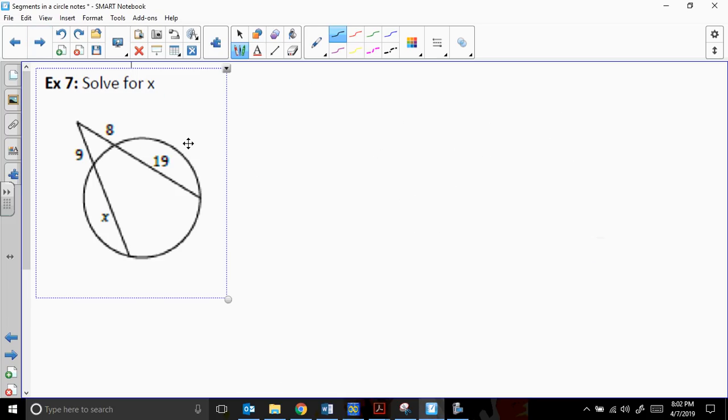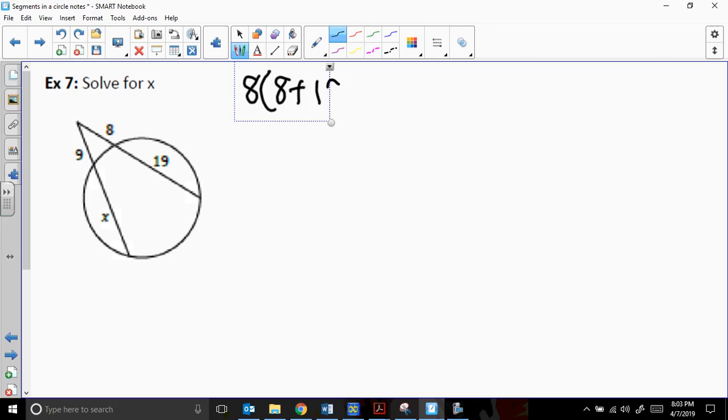Alright, let's look at example 7. These are examples of intersecting secants. So in here we want to solve for x. So remember that's the outside, which is 8, times the outside plus the inside. And that's equal to the outside on the other one times the outside plus the inside.